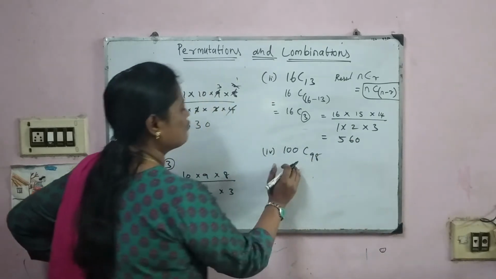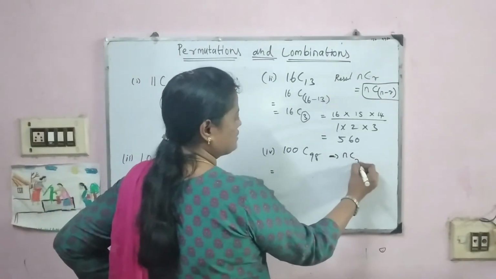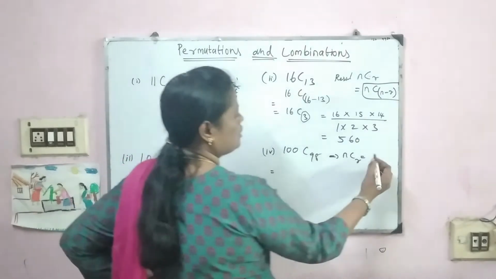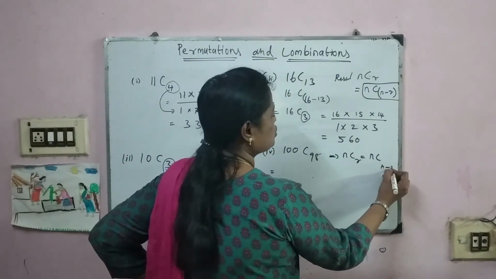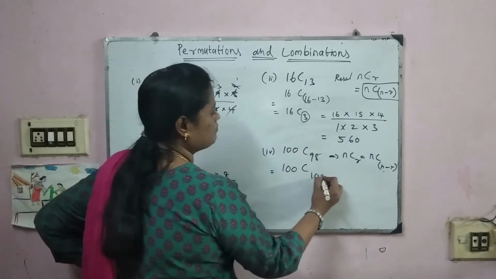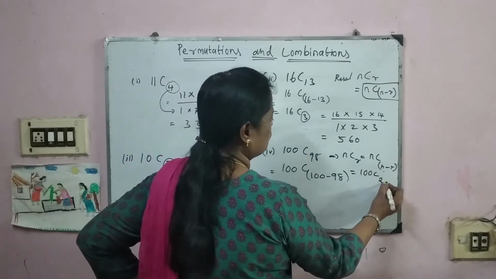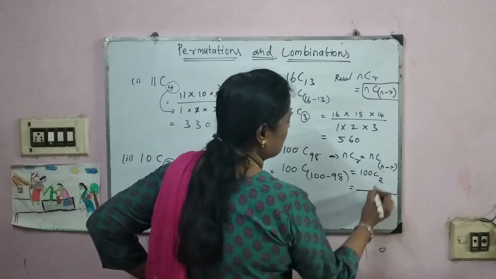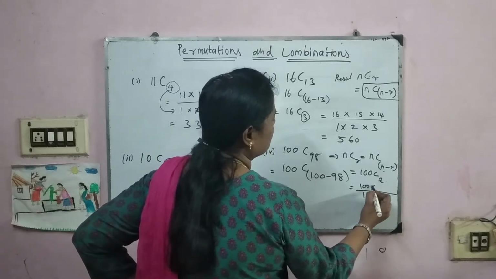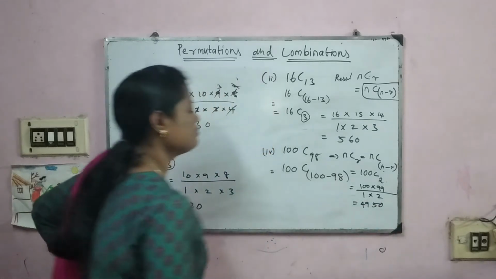The same thing, we have one more problem: 100C98. This is the formula for nCr. The value of n is 100 and the value of r is 98. We are using the shortcut result nC(n minus r): 100C(100 minus 98). So what will come? 100C2. And how to calculate this? You write the denominator in forward order, 1 into 2, and the numerator in backward order. The final answer will be 4950.